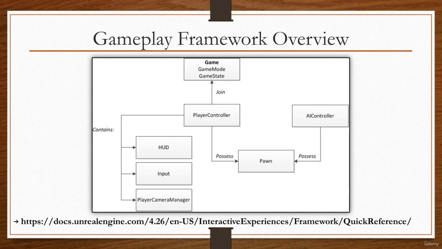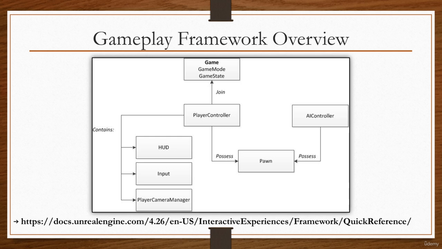For example, the player controller contains the player camera manager, which is responsible, of course, for managing the camera. This particular flowchart is from the Unreal Engine documentation. It provides us with a high-level overview of how these core gameplay classes relate to each other. So these are gameplay classes here. At the top we have the game mode and the game state.